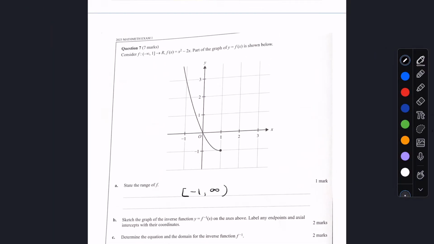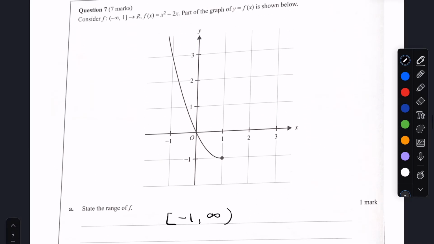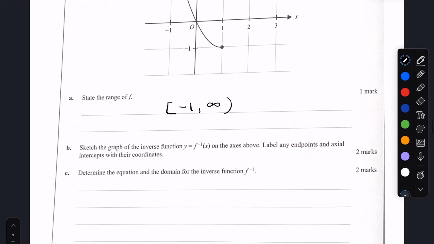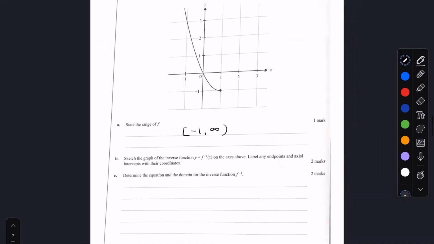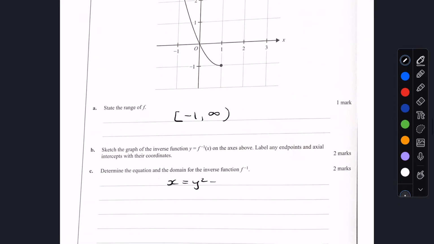Yeah, don't think it's too complicated. 1 minus, yeah. Now sketch the graph of the inverse function on the axis below. So it says find the equation of the inverse, so you might as well find the equation of the inverse first. For the inverse, swap x and y: x is equal to y squared minus 2y.